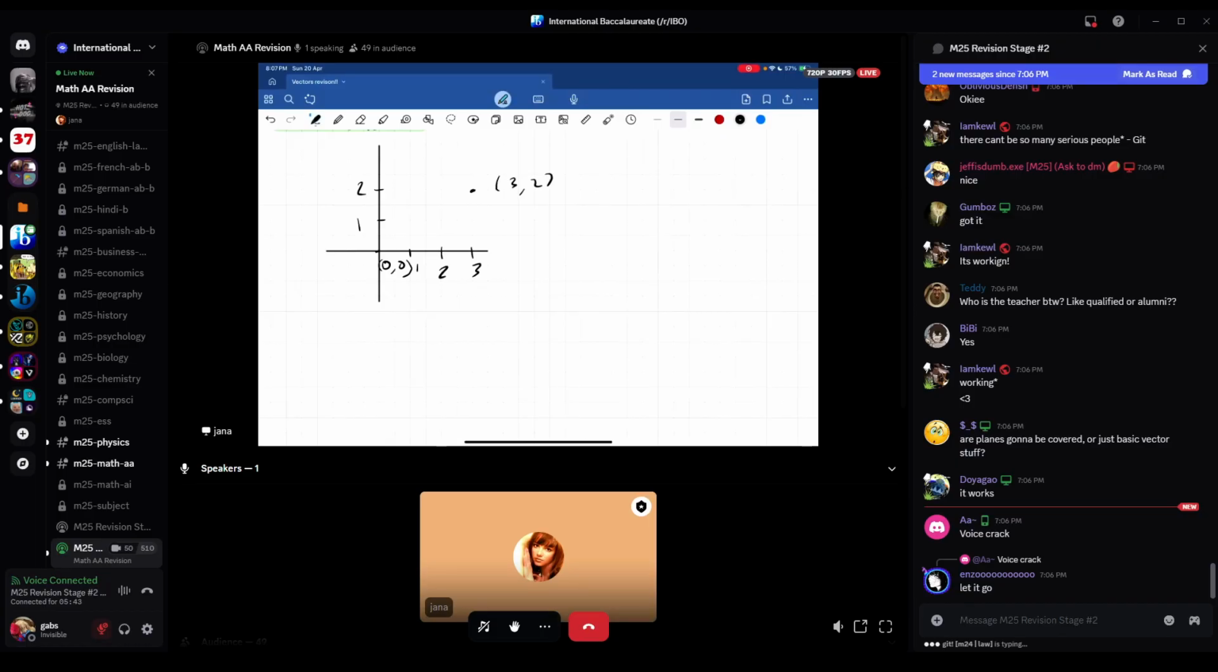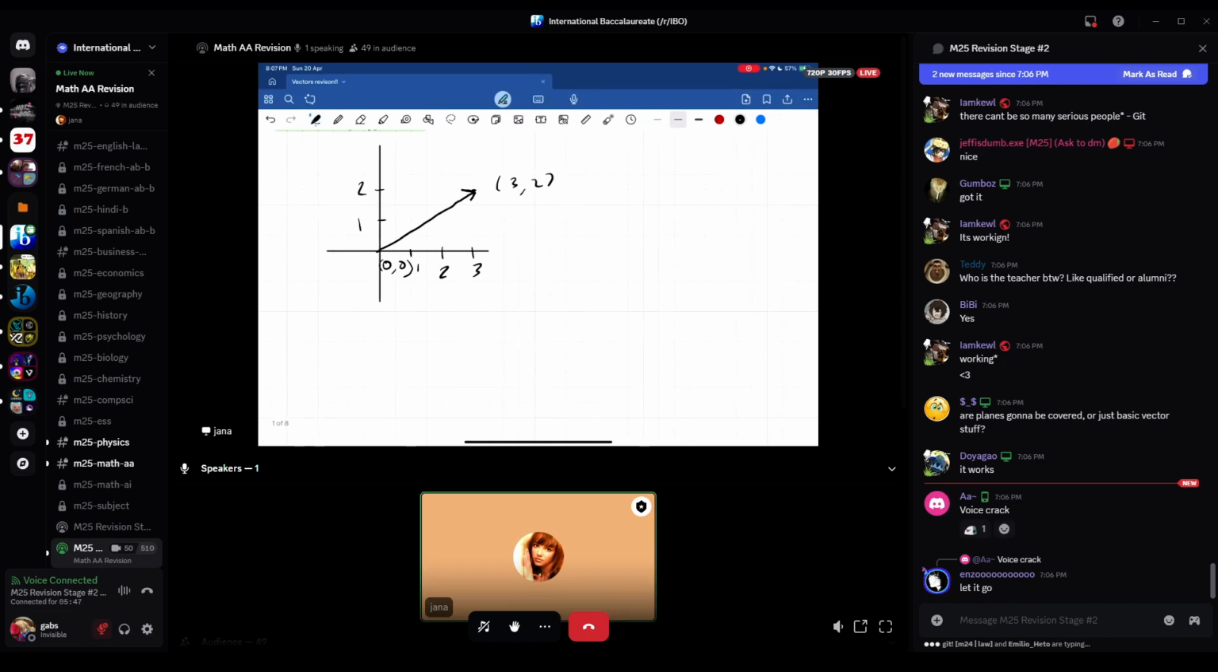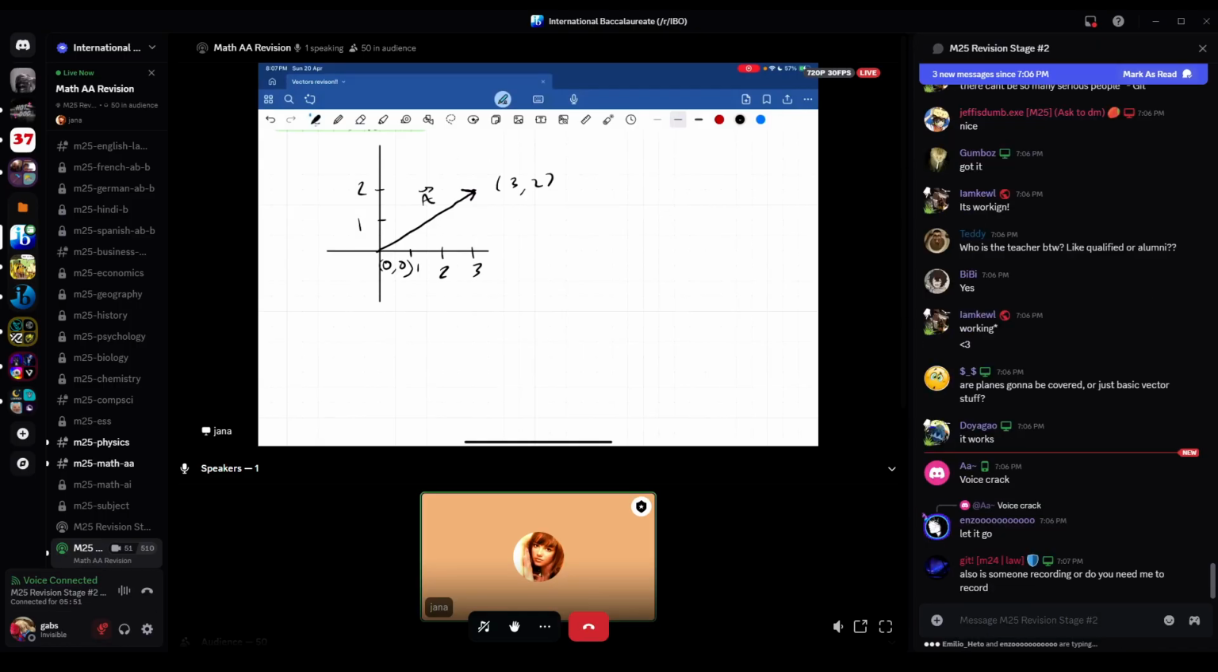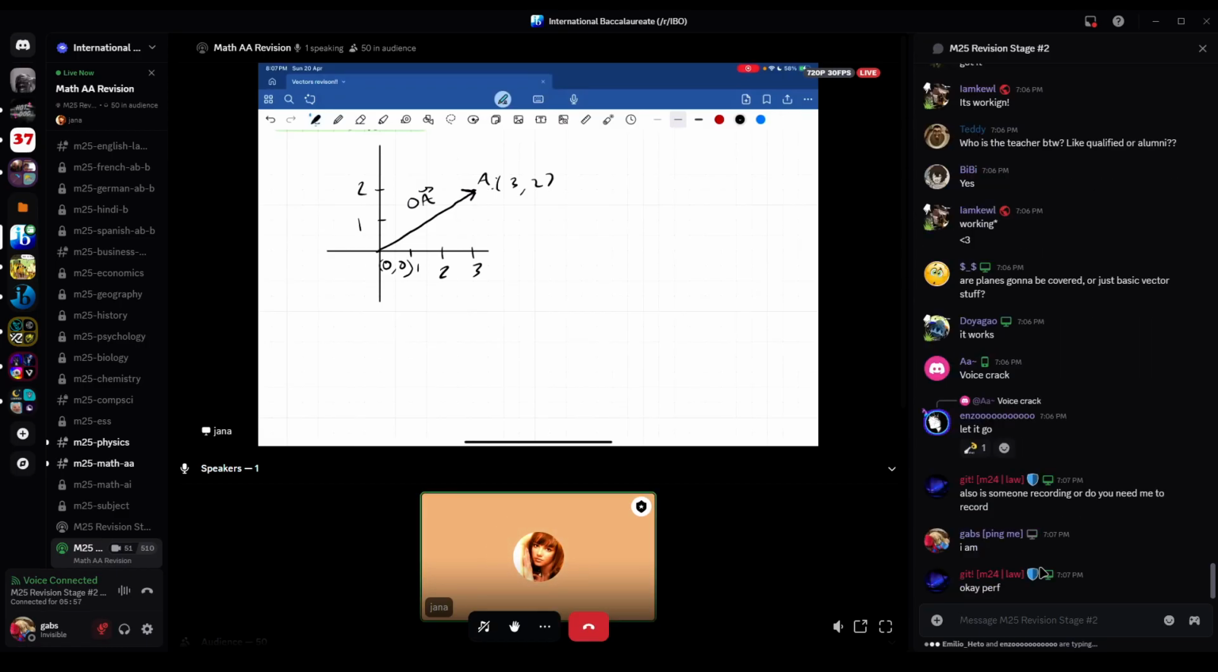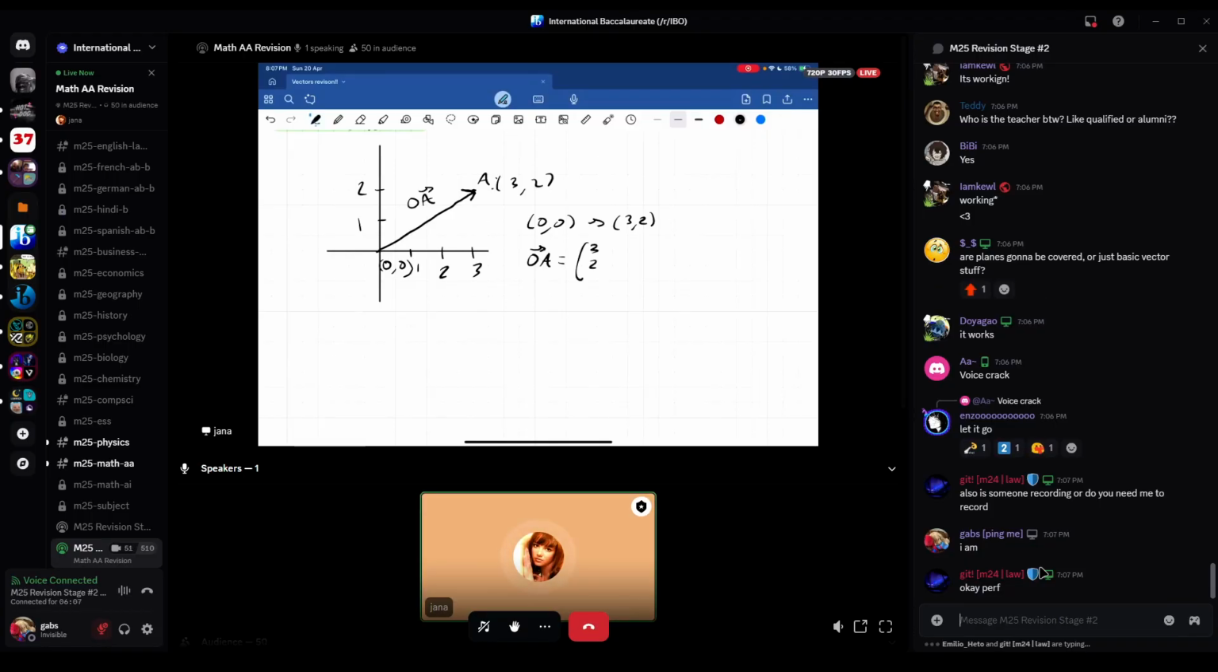3, 2. Now, if we want to express a vector, let's call it A, this is point A, and we want to know how to get to point A. The position vector of point A, which shows us how to get from the origin, 0, 0, to point A, 3, 2, would be expressed as vector OA, 3, 2.